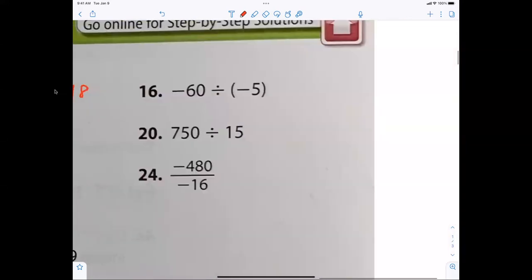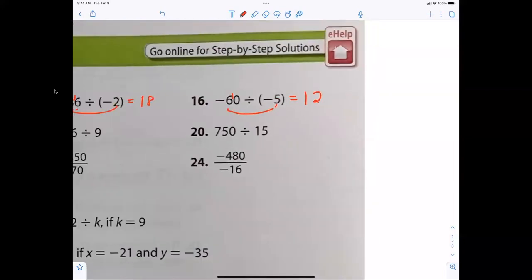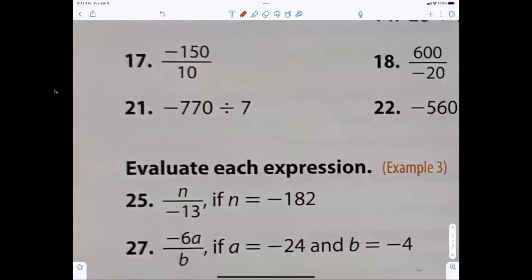16. 5 goes into 6. How many left over? 5 goes into 10. Yes. There we have it. Good. You okay? All right. We're already on 16 now. All right. Ooh, 17 is good.